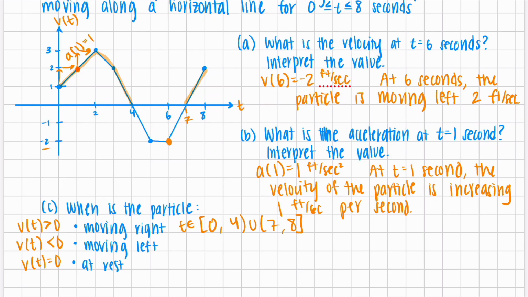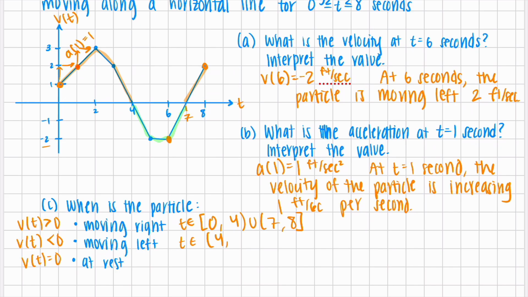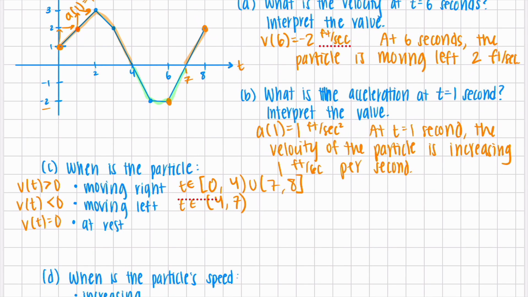I'm including 0 and 8 because I have closed circles at 0 and at 8, and I can verify that my velocity is positive at t equals 0 and t equals 8. For when the particle is moving left, that's going to be where my graph is below the t-axis. So that's going to be for t in 4 to 7. And I'm not including 4 or 7 for any of these because that is where my velocity equals 0. That's where your particle is at rest. So I'm going to say my particle is at rest for t equals 4 and t equals 7 seconds.